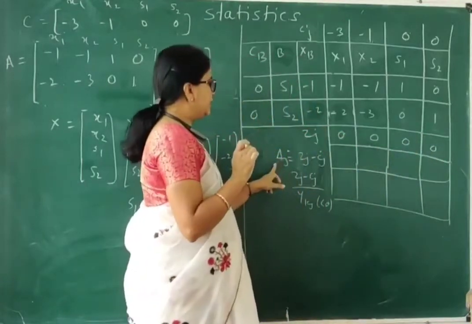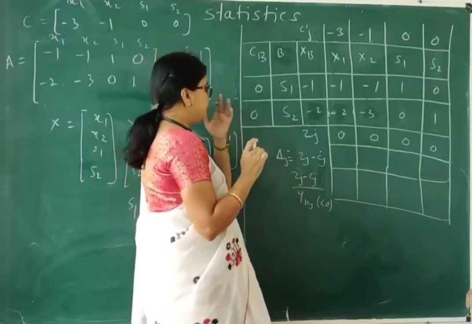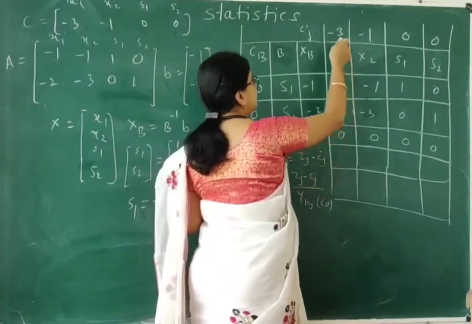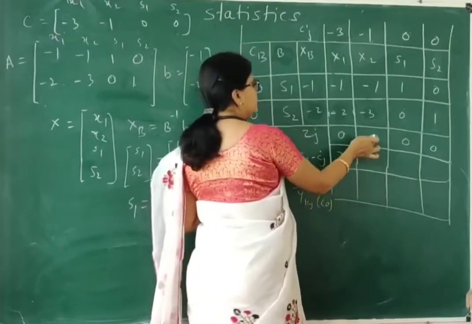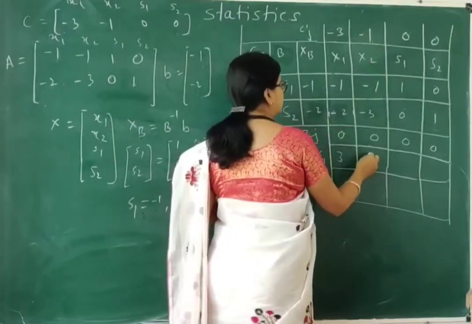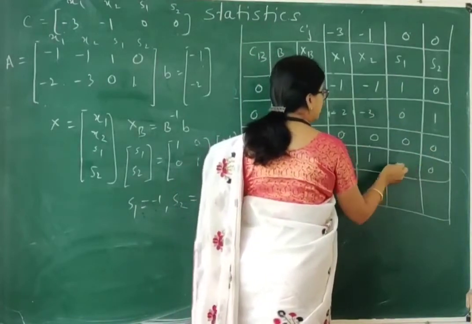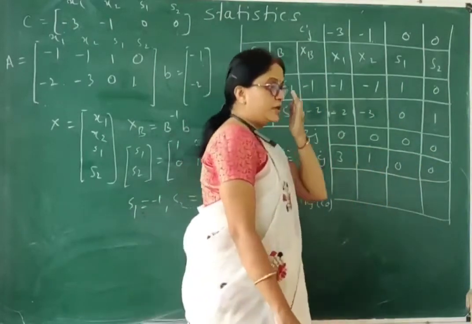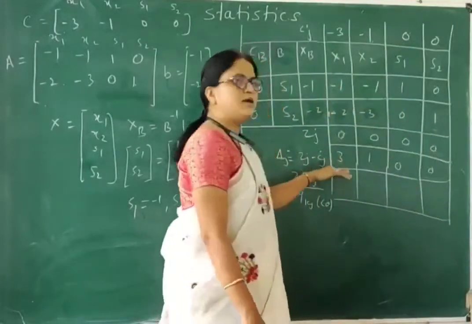Now, let me find the next term, that is delta Z. Delta Z is ZZ minus CZ. So ZZ minus CZ, that means ZZ minus minus, plus 3. Then we have ZZ is 0, 0 minus minus plus, so it is 1. Then 0, 0, 0, 0. So these two values become 0. Right? Now, this is actually our regular simplex table.